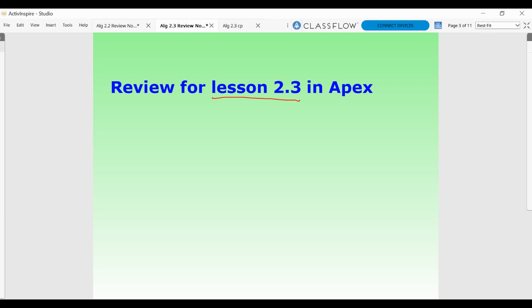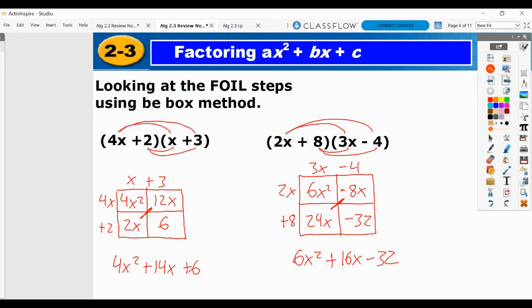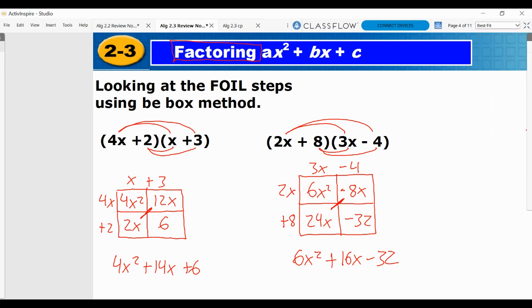Okay, so let's take a look at what we have here for 2.3. In my 2.2 video, I talked about what we're doing in the entire Unit 2, a process called factoring. That's just working a problem backwards. We're going to be given an answer to a problem, and we're going to work it backwards to figure out what it looked like in the beginning.